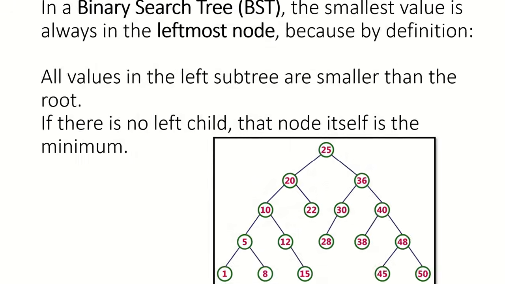Similarly, find min is one more ADT in a binary search tree. As the property says, the smallest or the minimum element in the binary search tree can be found in the left subtree as the last left child. If there is no left child, then the node itself is the minimum.